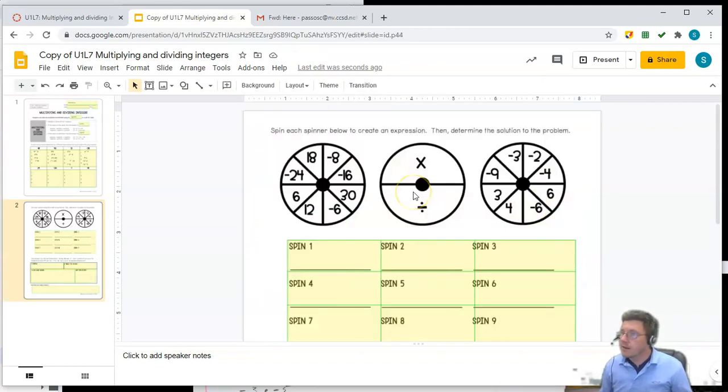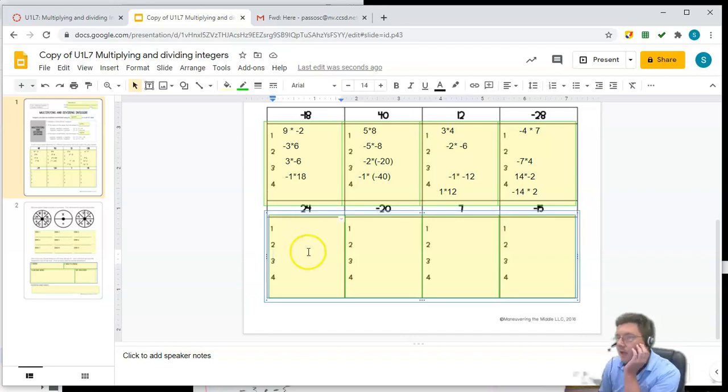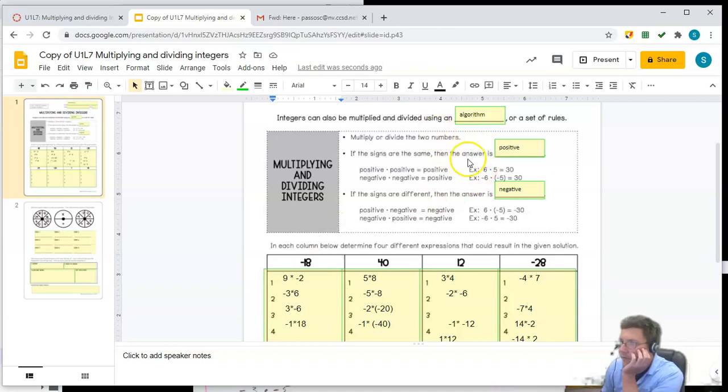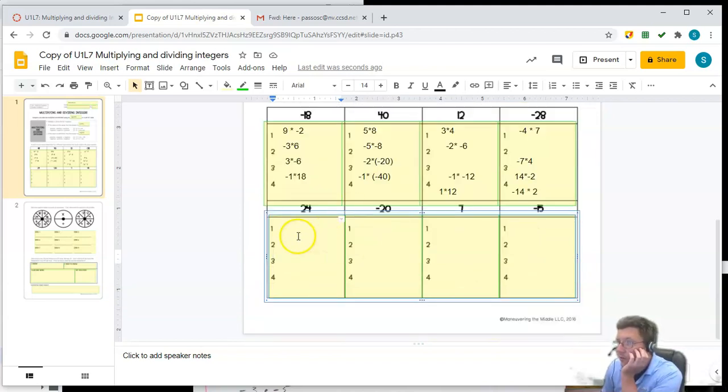Okay? So what I'd like you to do is go ahead and try to fill in some of these and see if the answer is positive. Well, the only way to do that is if both numbers are positive. All right? Or you could do both numbers negative.